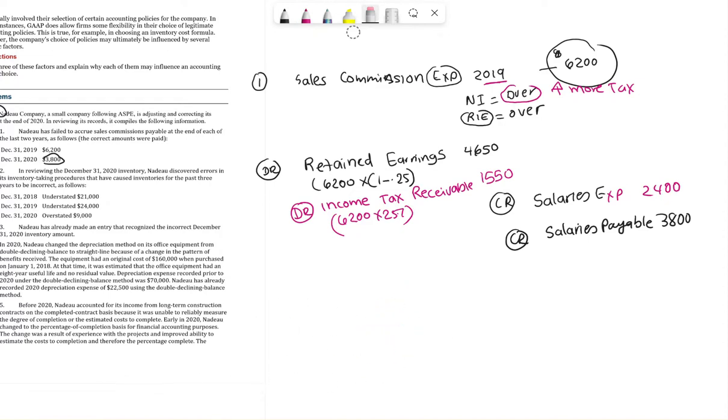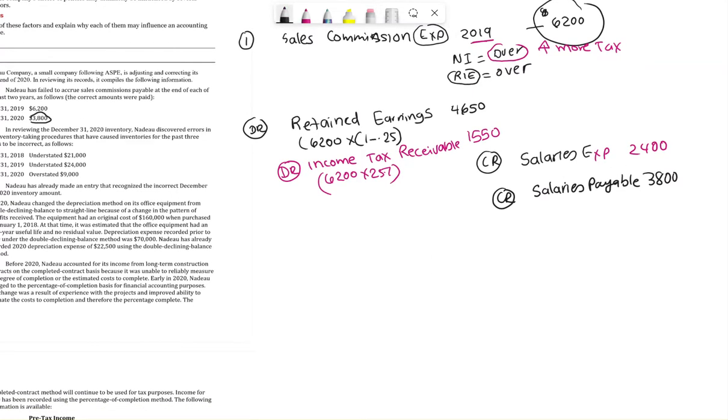So now we're going to go to our second transaction. So let's do our second transaction. Now this relates to the inventory. So the second entry relates to the inventory. Of course, 1 year's inventory gets adjusted in the next year. So 2018, 2 years have gone by, so it's automatically fixed by itself.